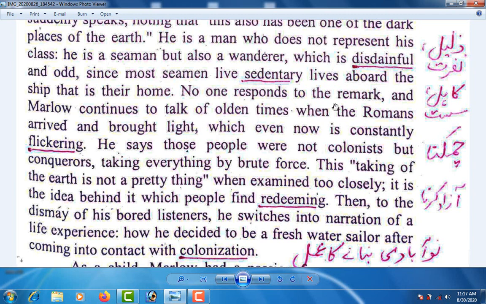No one responds to the remark, and Marlow continues to talk of olden times, when the Romans arrived and brought light, which even now is constantly flickering. He says those people were not colonizers, but conquerors, taking everything by brute force. This taking of the earth is not a pretty thing when examined too closely. It is the idea behind it that people find redeeming.